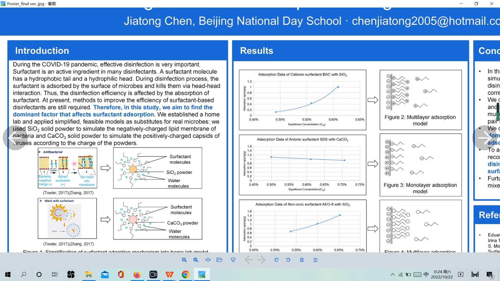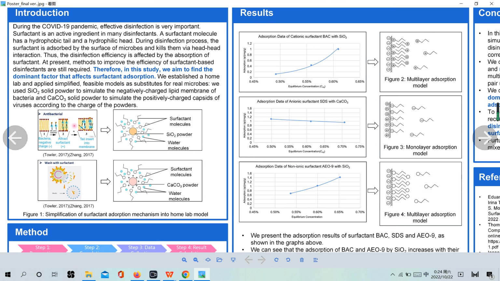My research aims to assess the absorption efficiency of different surfactants and find the dominant factor that affects surfactant absorption. In order to complete these experiments in a home lab, I applied simplified and feasible models as substitutes for real microbes. The diagrams below show the conversion from the real disinfection mechanism to the home lab models.